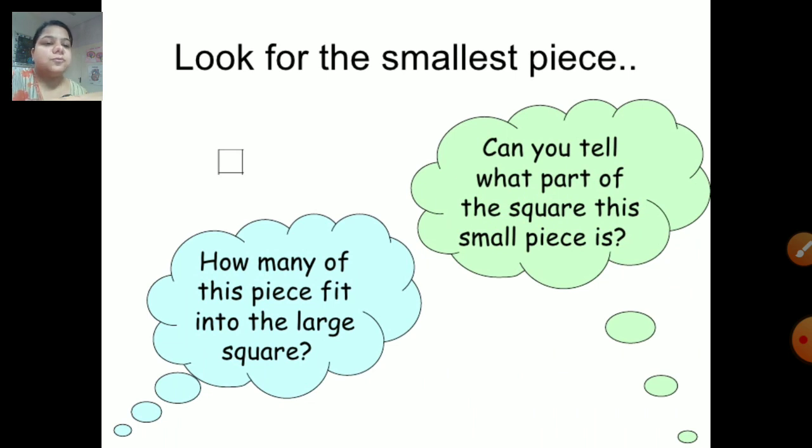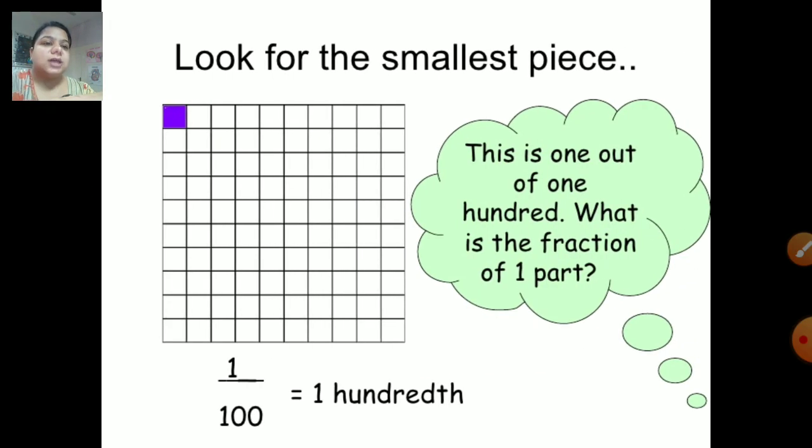Now this is one small piece. So can you tell what part of the square is this small piece? First of all, you need to think about how many pieces of this size can fit into that large square. So let's see. Yes, now I have divided the whole big square into small squares, and I can see there are 100 small squares. So 100 squares make one big square.